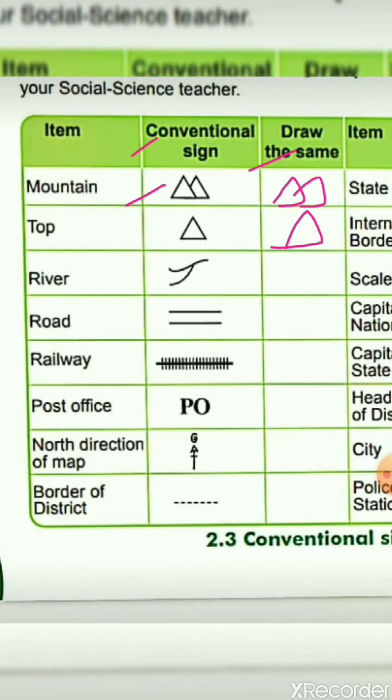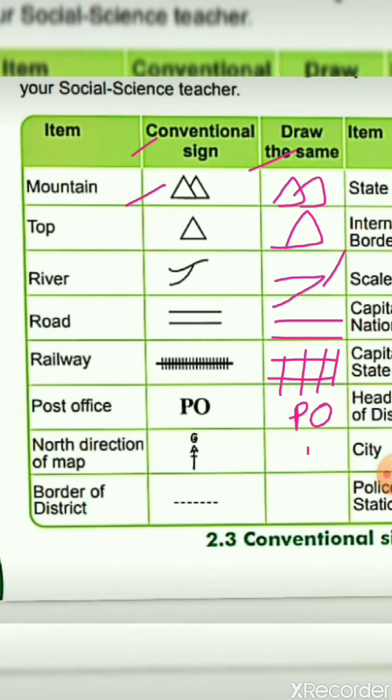River के लिए कौन सा sign है? Like this is sign of a river. Okay, for road which sign is there? This sign is there. For railway which sign is there? This sign is there. For post office के लिए कौन सा sign है? That is PO.